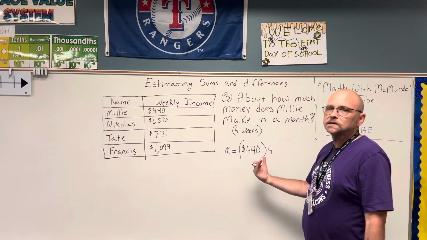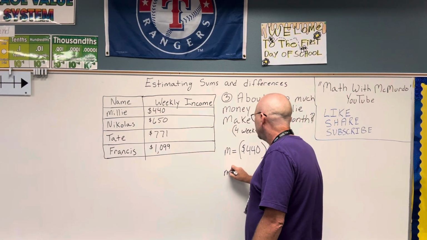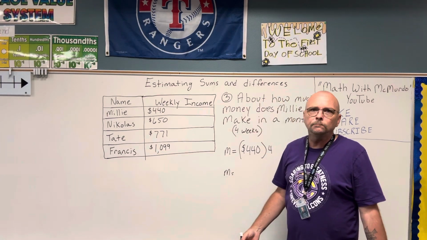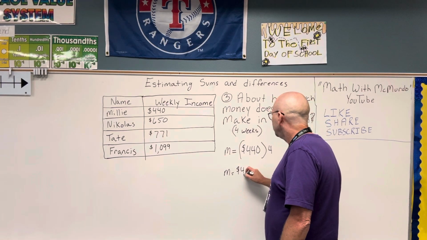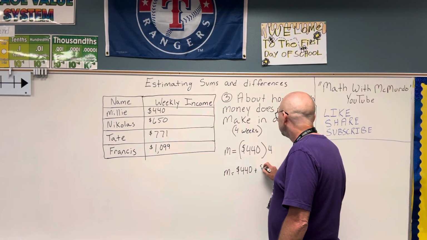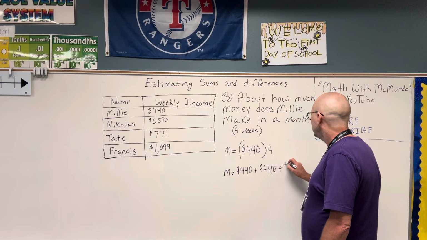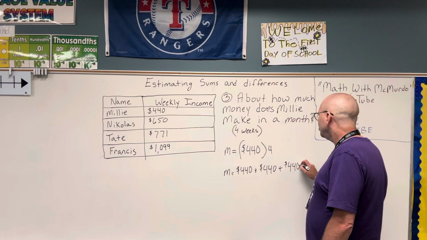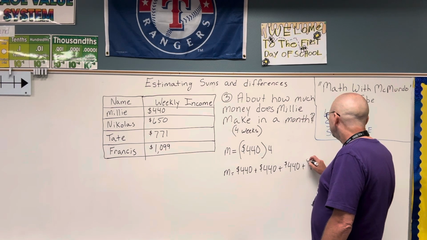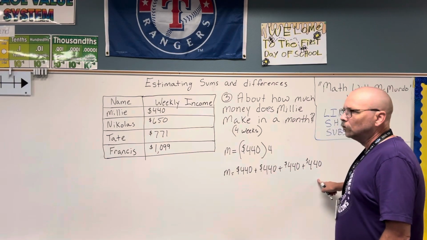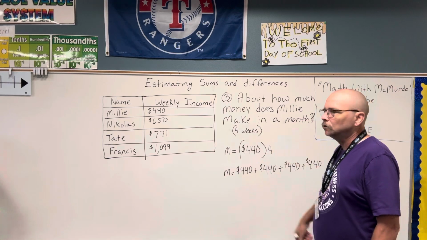Now, why did I say this was an answer to an addition problem? Well, because I can make it an addition problem, because you know a multiplication is just repeated addition. So if I made it 440 plus 440 plus 440 plus 440, now I have four 440s. So it's the same thing as multiplying 440 times 4.